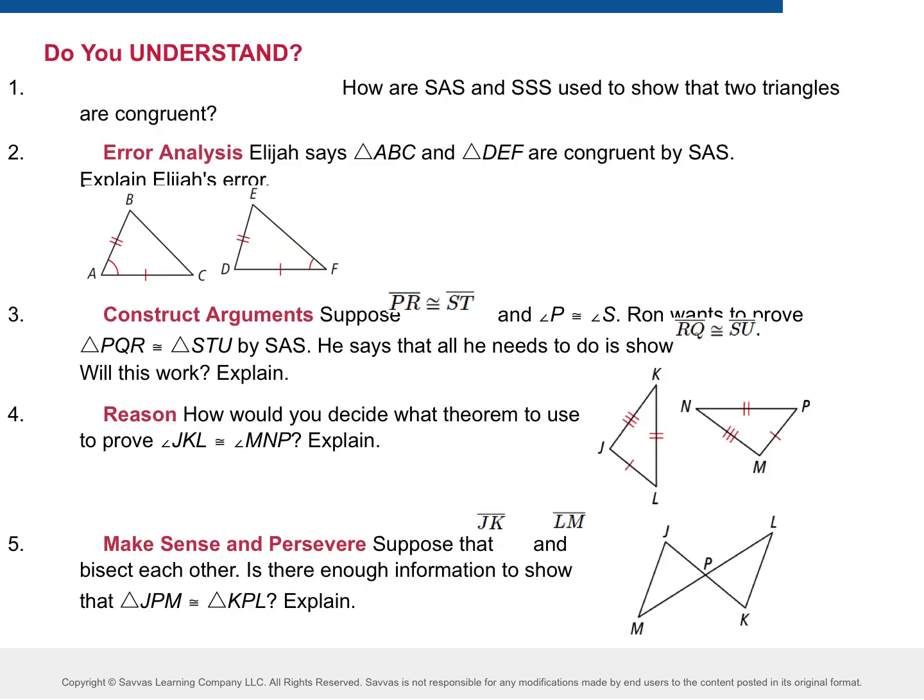All right, looking at example 2 here, the error analysis. Elijah says that those two triangles are congruent to each other by side angle side. Explain his error. F and C are not congruent. How else can I explain that? Because I agree, these congruent markings don't match up. What would angle A have to be congruent to? D. It would have to be congruent to angle D.